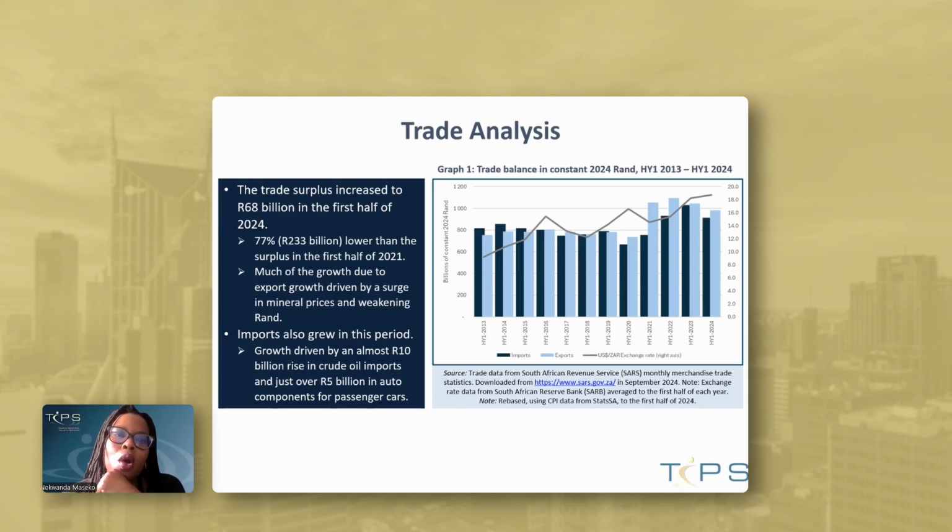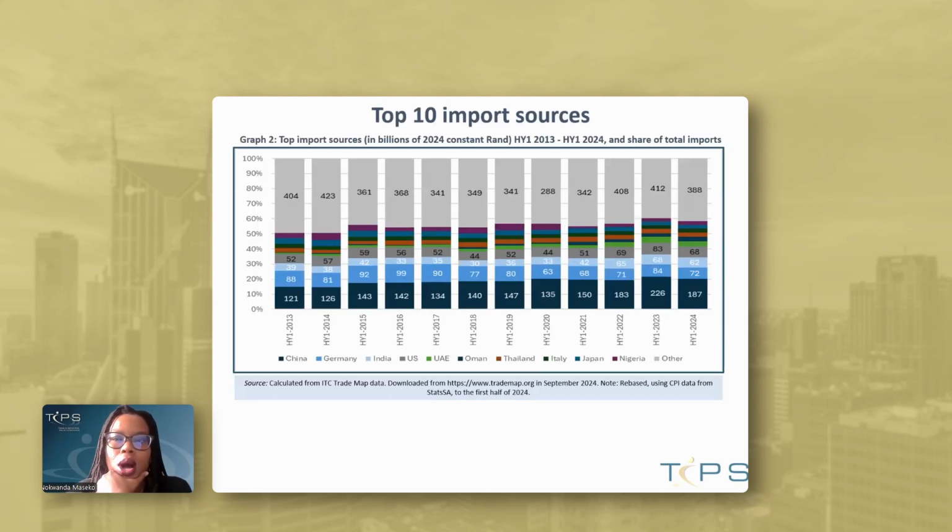So what we saw after that period was an increase in some of the final petroleum products like petrol, for example. There was an increase in the imports of those. There was also an increase in imports of diesel, as you will see. It also impacted some of the countries of origin for our major imports. This particular slide speaks to the top 10 import sources for the first half of the year, between 2013 and 2024.